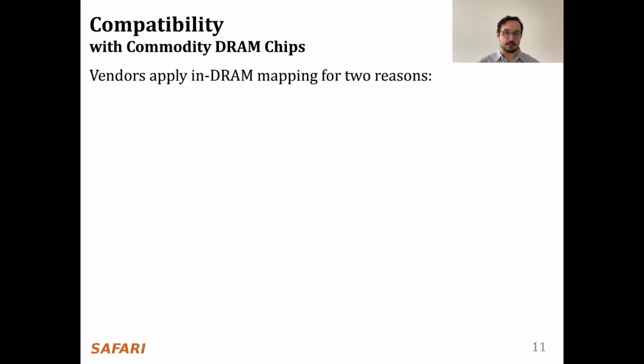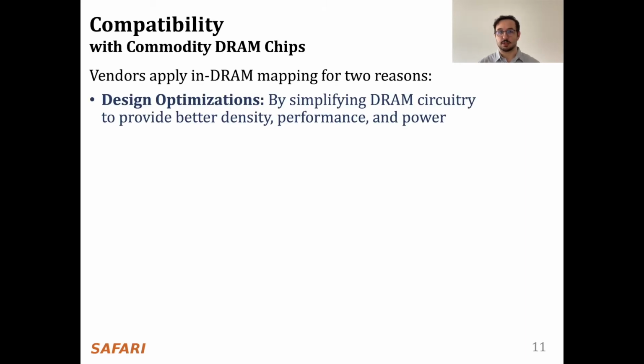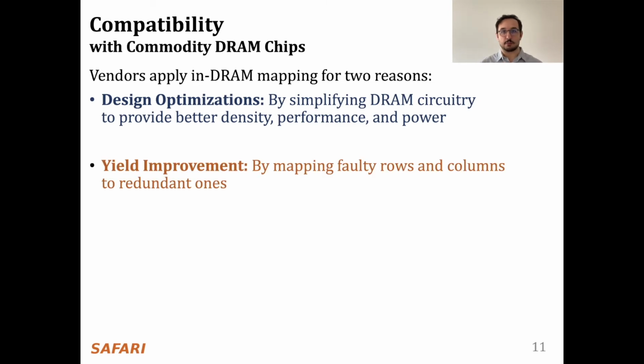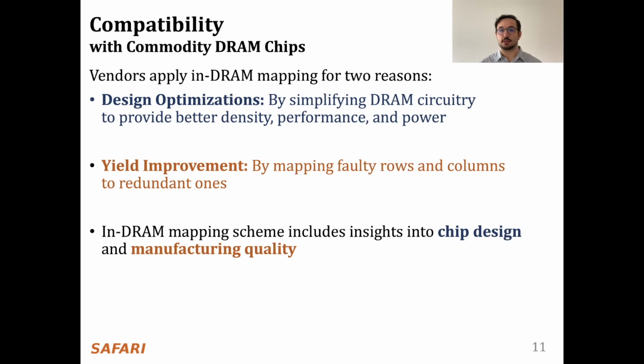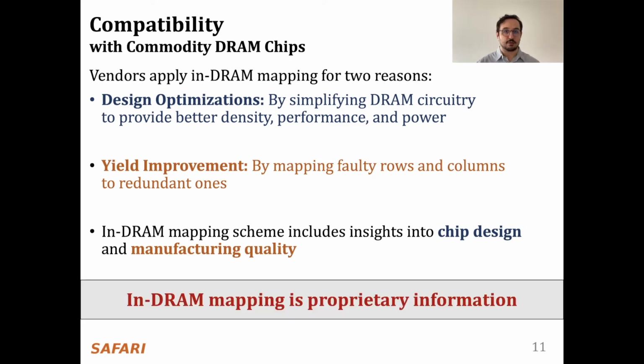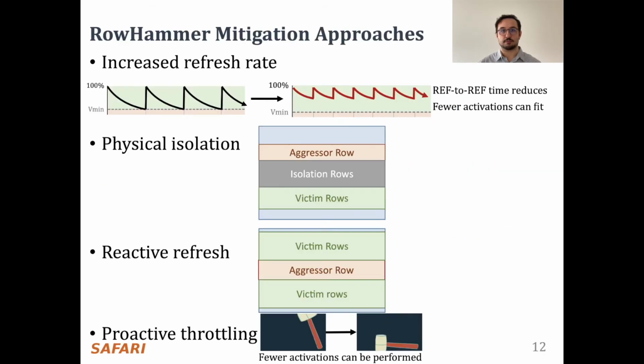This in-DRAM mapping is important for the vendors because it enables circuit design optimizations to meet density, performance, and power constraints, and it improves yield by mapping faulty rows and columns to redundant ones. Therefore, in-DRAM mapping includes insights into chip design and manufacturing quality. And that is why it is proprietary information.